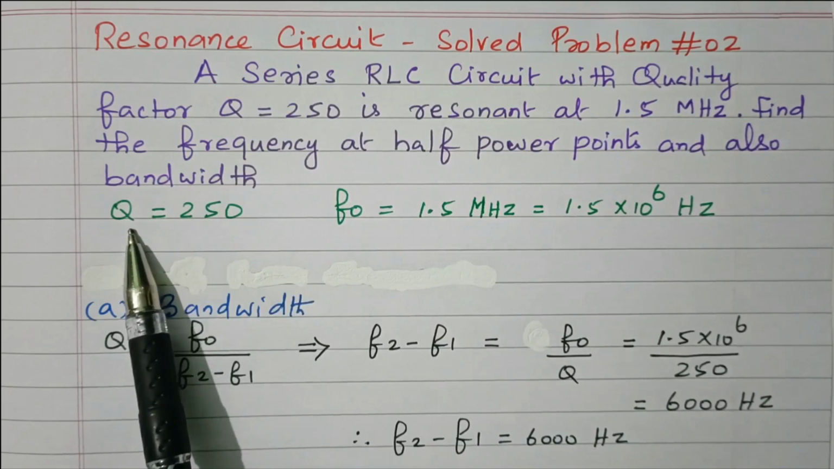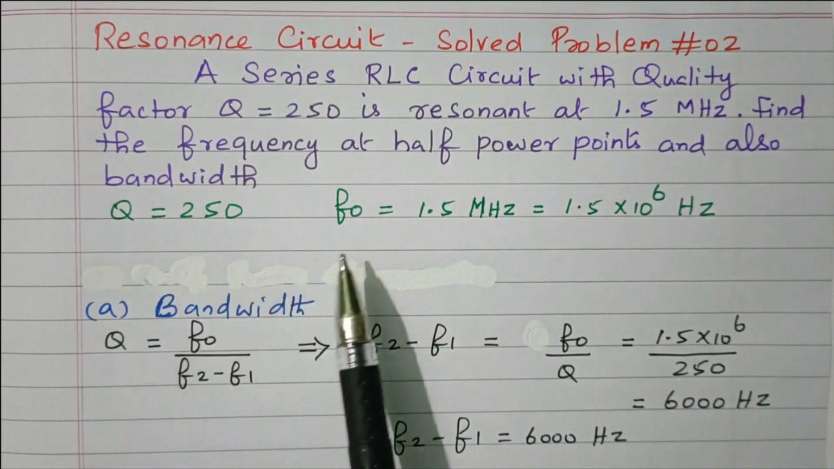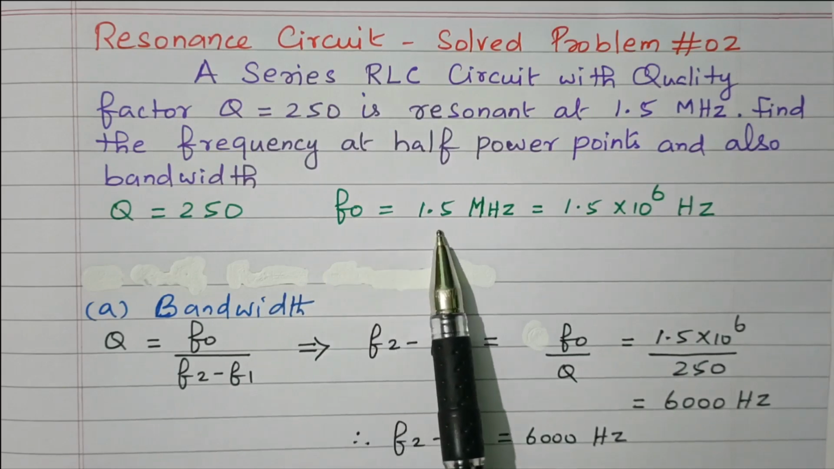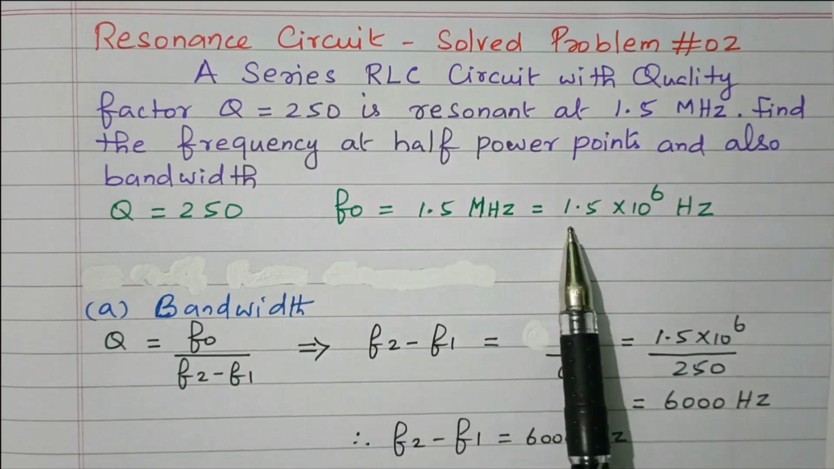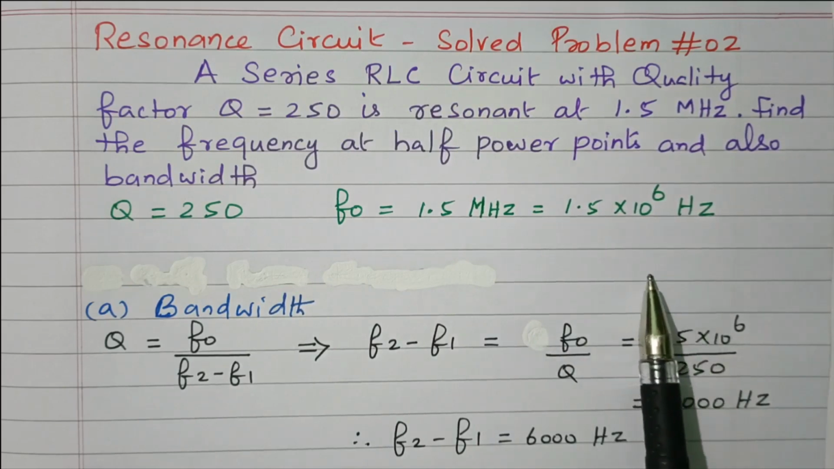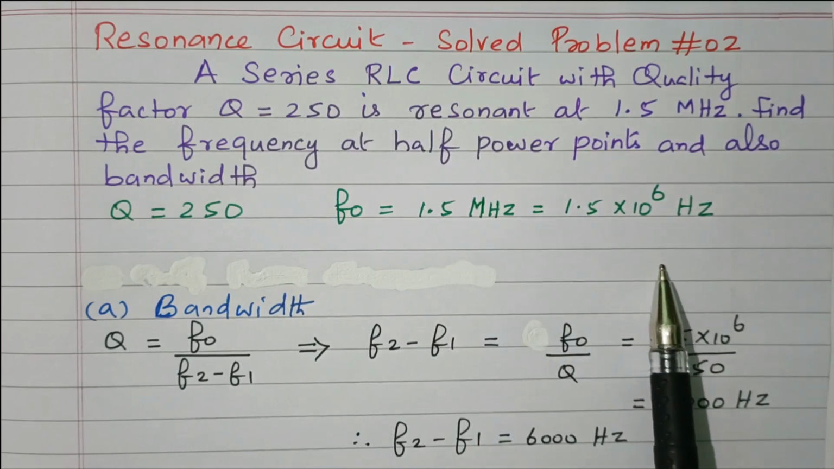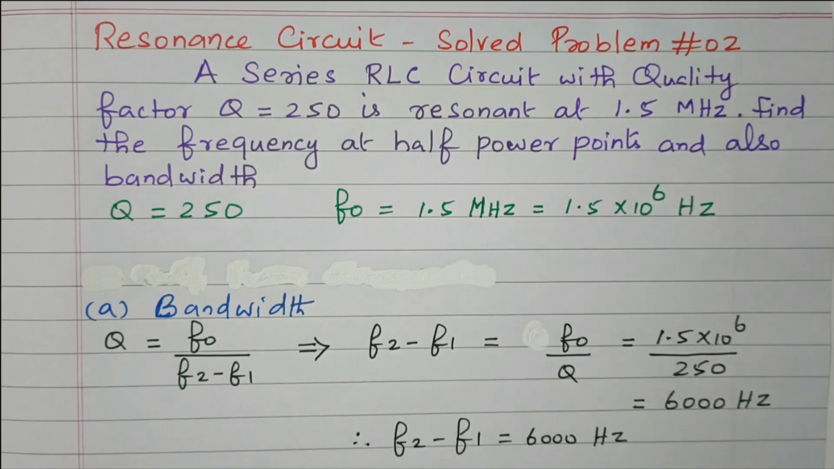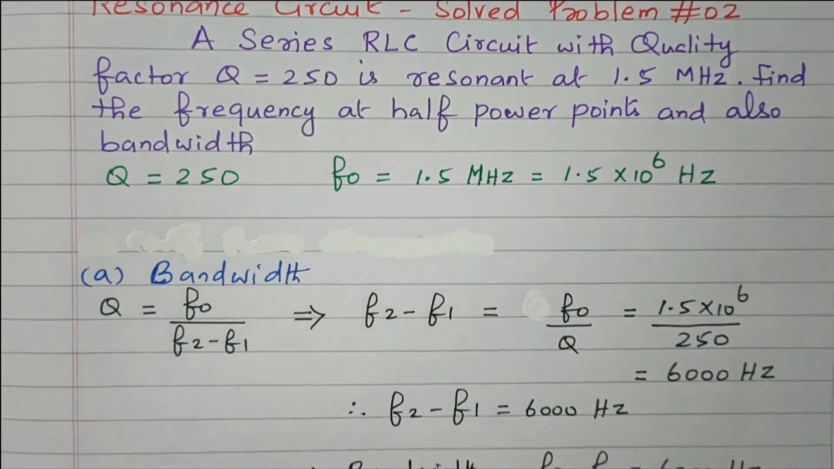So the quality factor is given, Q equal to 250. Resonant frequency is given, F naught equal to 1.5 megahertz, that is equal to 1.5 into 10 to the power 6 hertz. We need to find the bandwidth as well as the half power frequencies at the half power points. First we will find the bandwidth. Bandwidth we'll find from the quality factor.